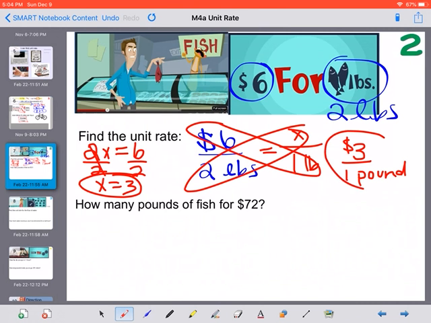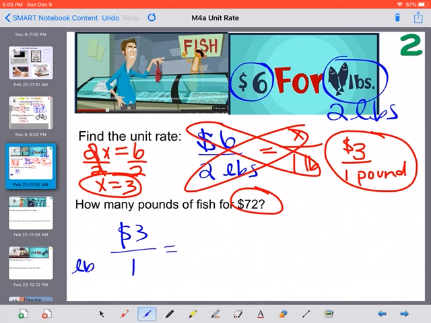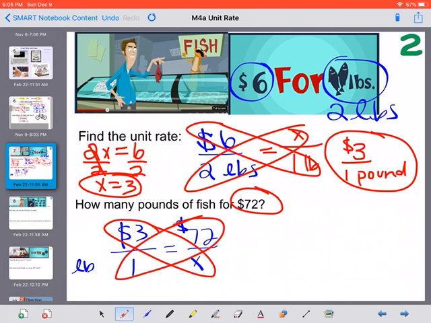Now that we know our unit rate, for every 1 pound, it's $3, they want to know, well, how many pounds can you get for $72? So if it's $3 for 1 pound, how much would you get for $72? So we can cross multiply. 3 times x is 3x. 72 times 1 is 72.